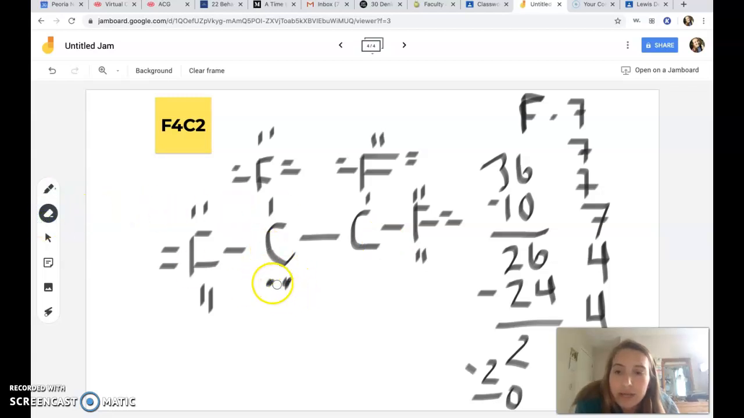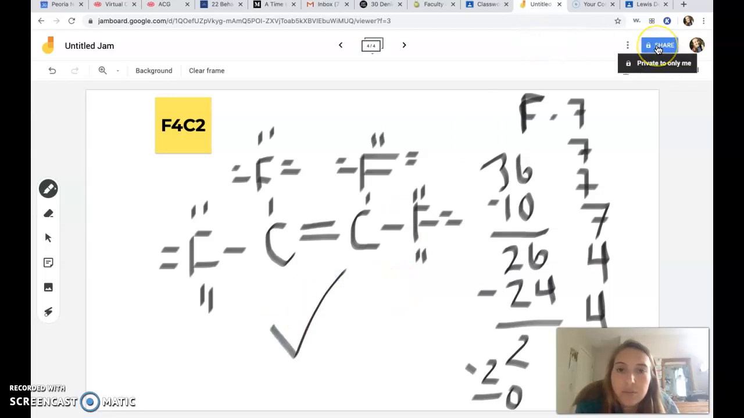So instead of taking them from fluorine, I'm actually going to take them from this carbon. So I'm actually going to erase those 2 and move them here. Because now each carbon has 8, 1, 2, 3, 4, 5, 6, 7, 8. 1, 2, 3, 4, 5, 6, 7, 8. And that means I am good to go.